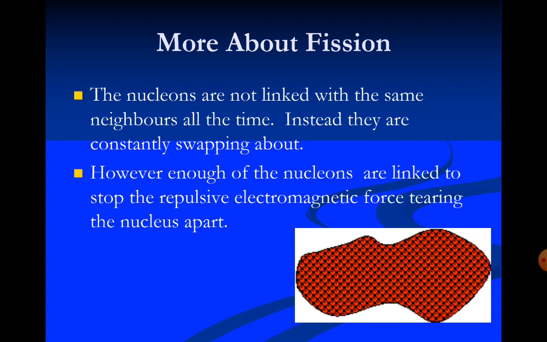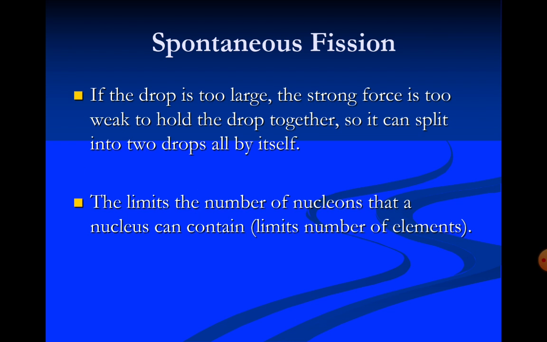Now the nucleons are not always linked together, but it's like they are jiggling, swapping around. But there are enough nucleons together to stop the repulsive electromagnetic force that could actually tear the nucleus apart. And we're talking about the protons in this case. Now, when does spontaneous fission occur? As I said, if that drop is too big, the strong force is too weak to hold the drop together and it can split the nucleus by itself.